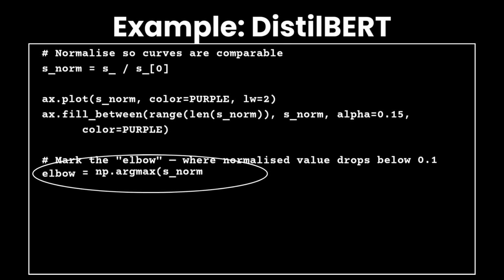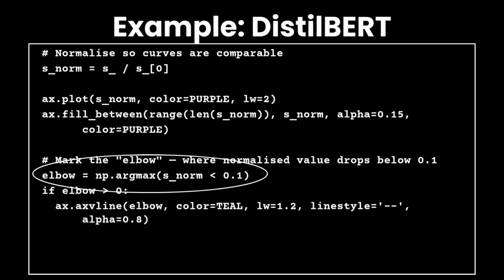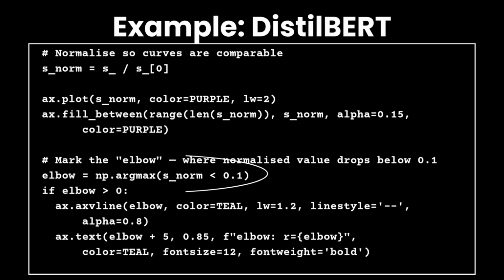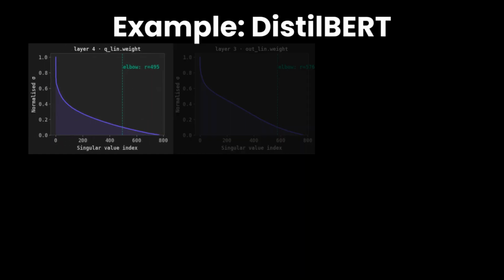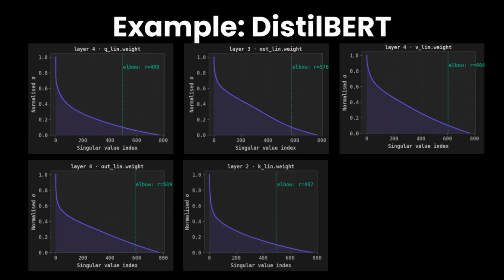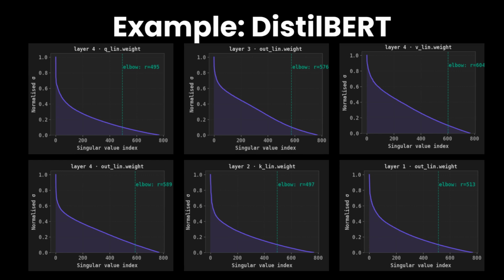We plot an elbow line by taking a normalized singular value of 0.1 and highlight the rank. It means the singular values from this rank contribute less than 10% of the highest singular value for this matrix. A normalized value of 0.1 means that the singular value squared contribution is only 1% of the leading singular value. So it contributes negligibly to the matrix's total energy.